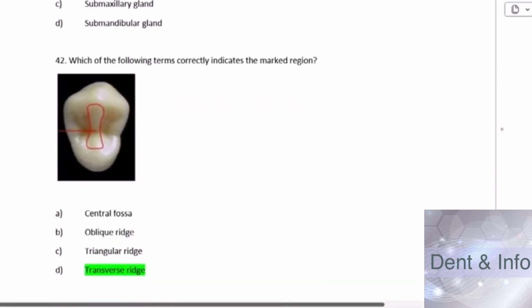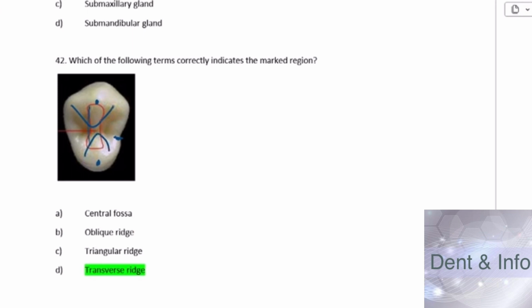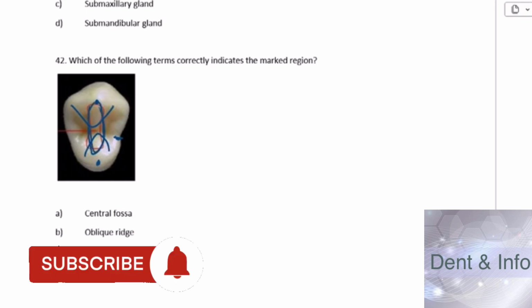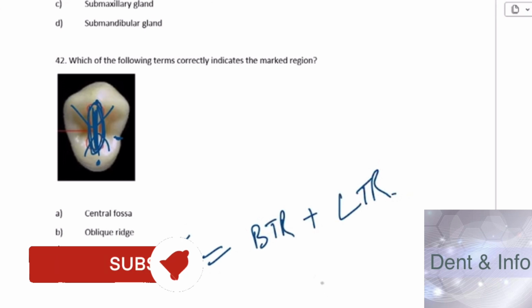Next, which of the following terms correctly indicates the marked region? Now this is again maxillary first premolar occlusal aspect. We could see this groove here also. Now this is the tip of the buccal cusp, tip of the lingual cusp. One triangular ridge is going like this, another triangular ridge is going like this. In the center, if we join these two, the union of two triangular ridges is traversing the occlusal surface in a transverse plane. So that is the transverse ridge. Transverse ridge is equal to buccal triangular ridge plus lingual triangular ridge, right?